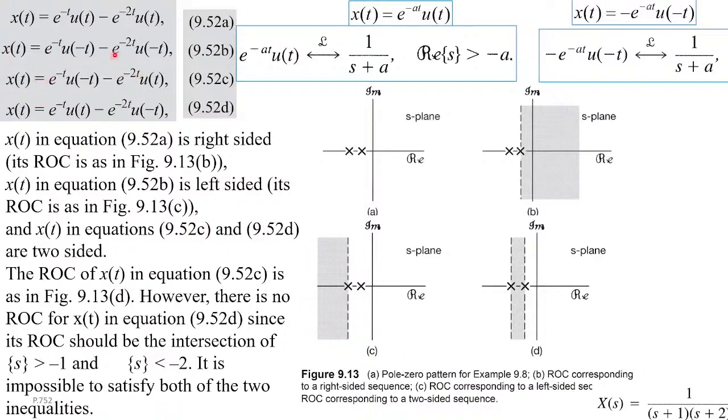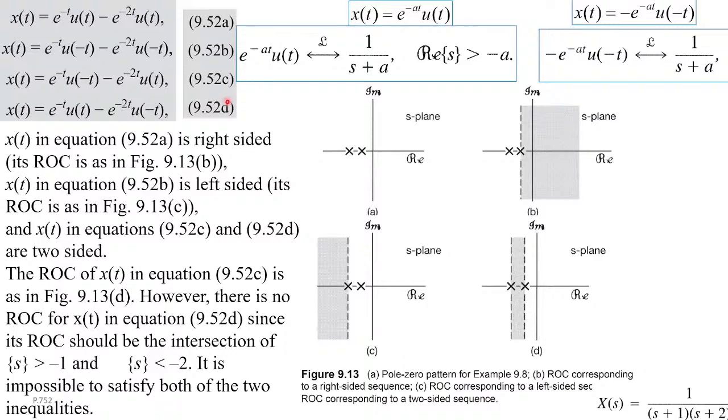And now we have an extra. On this pole you pick the left hand side, and on this pole you pick the right hand side. And there is no overlap, so it corresponds to no ROC. That means this thing never converges. And so this thing just doesn't have a Laplace transform. Okay, did I get it right? No, I think I got it wrong.